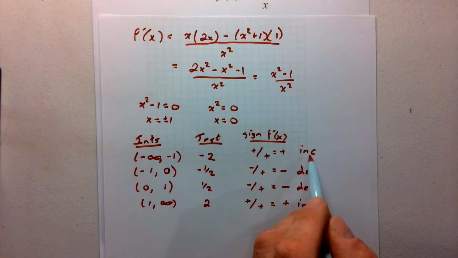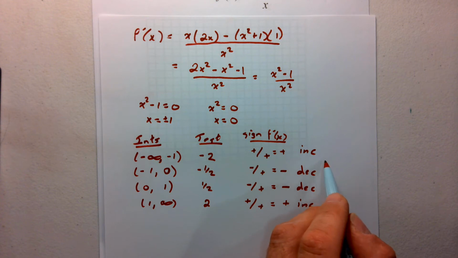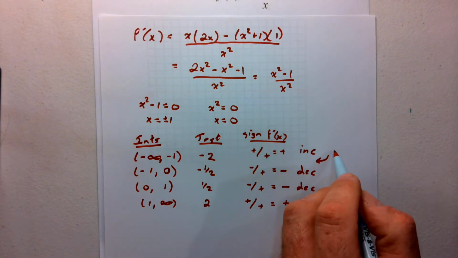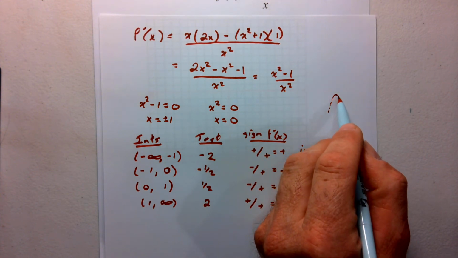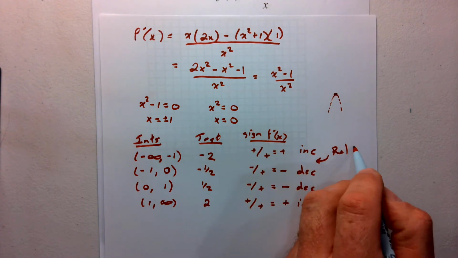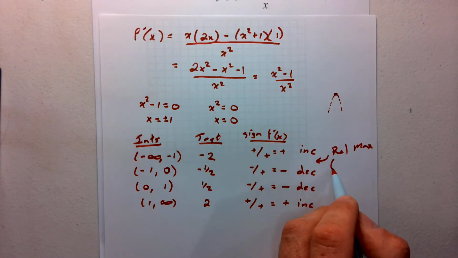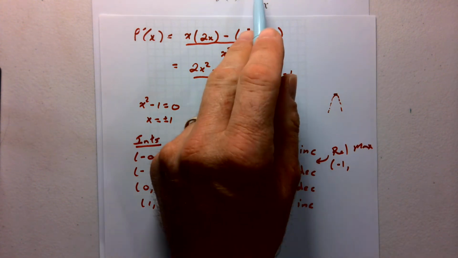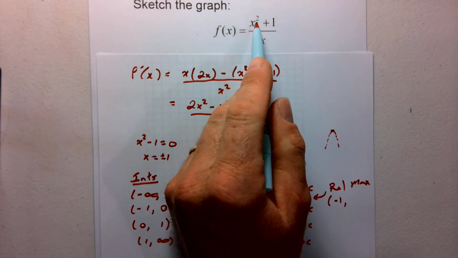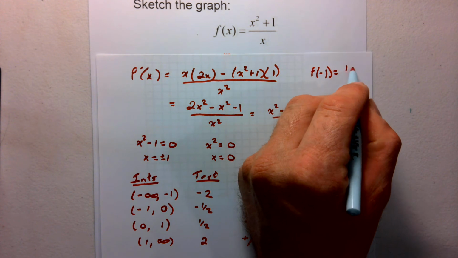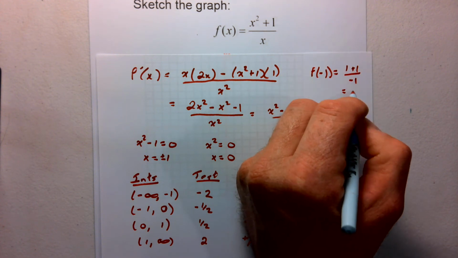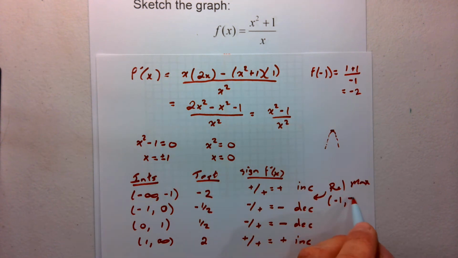So I see a change in my signs here, or my slopes. So I know that this point is going to be a relative extreme value. And remember, if I go from an increasing function to a decreasing function, that value is going to be a relative max. So we're going to find that point if I plug negative 1 into the original function, f of negative 1. So I get negative 1 squared, 1 plus 1, divided by negative 1. That gives me 2 divided by negative 1, or negative 2. So I know I have a relative max at negative 1, negative 2.